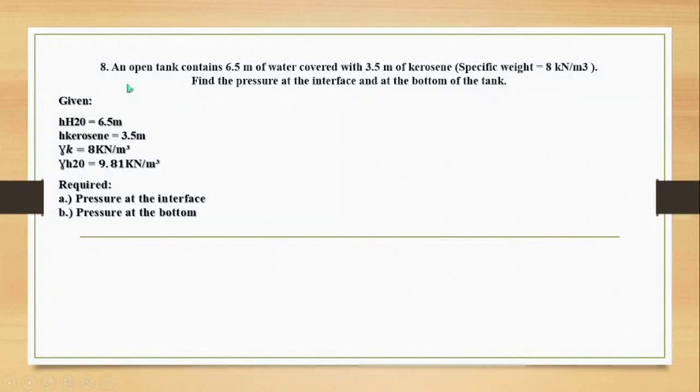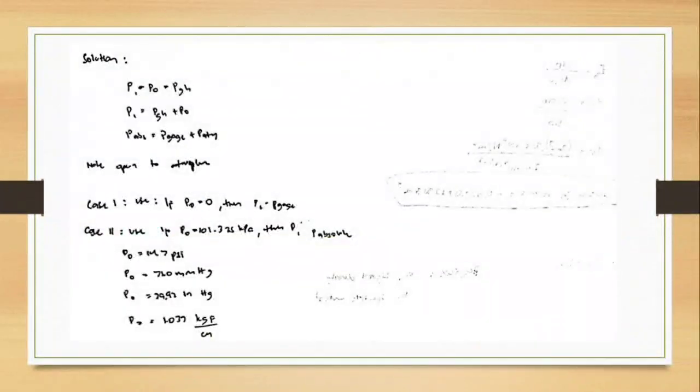So what is given is 6.5, 3.5, 8 kilonewtons per meter cubed, and 9.81 kilonewtons per meter cubed, which is a constant value we take. What we need to find is first the pressure at the interface, and second the pressure at the bottom. So let us proceed to the solution.